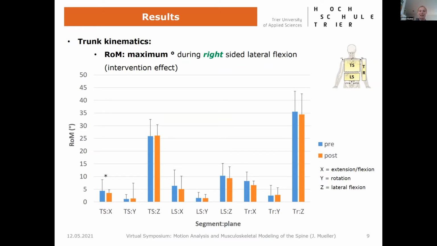But besides, the thoracic trunk segment showed a significant reduction of ROM, or range of motion, for trunk extension and flexion from pre to post intervention. This you can see here, it is highlighted with the little star at the TSX bar.